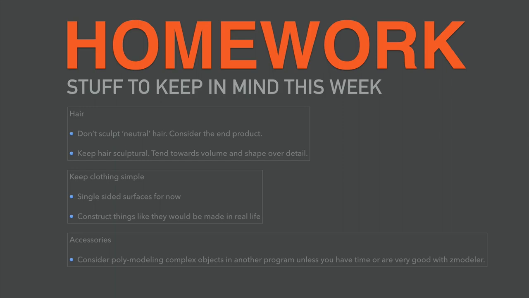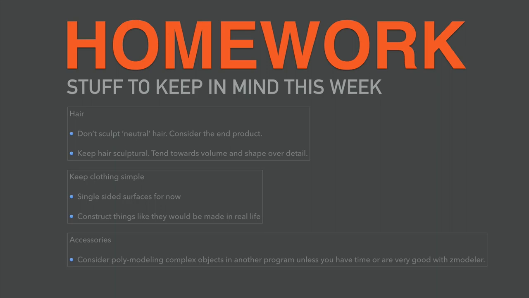The clothing, we of course want to keep that as simple and low res as possible. That's why I advocate modeling these things in a separate package. Single-sided surfaces for now, because when we get into posing, we want to deal with one side rather than two, and it just makes our life a little easier. And then, of course, construct everything like they would be actually made in real life. It's going to give you a lot of mileage out of your accessories and your clothing, and it's just going to be more convincing and look better.